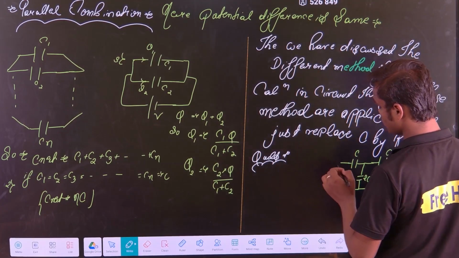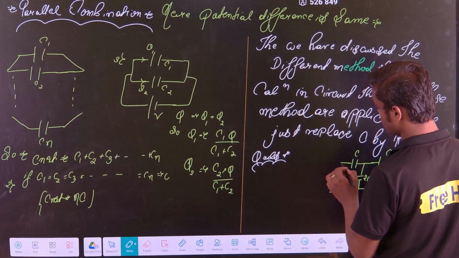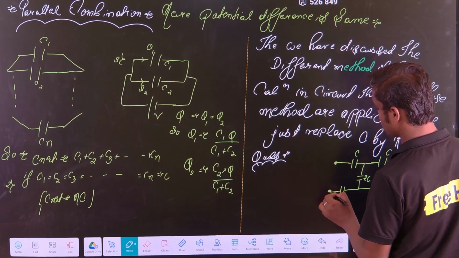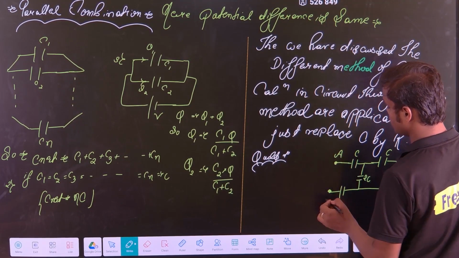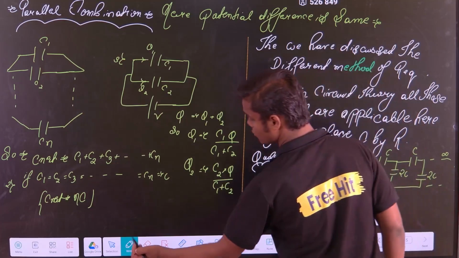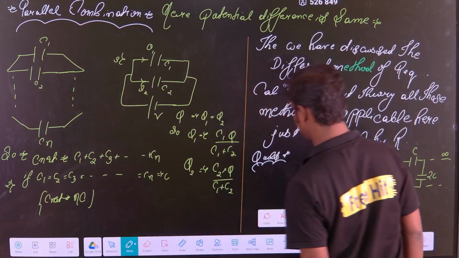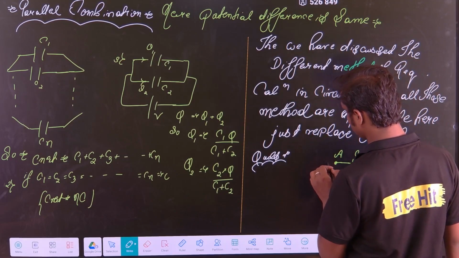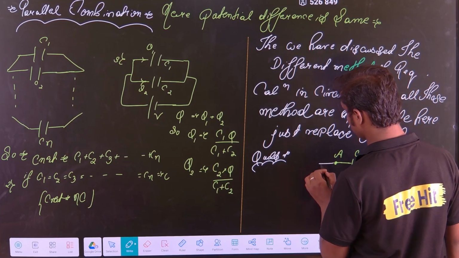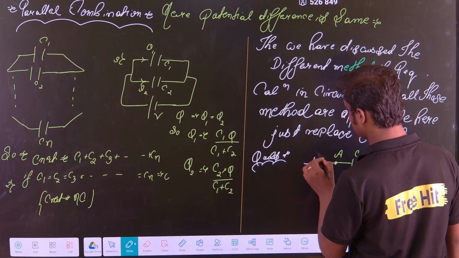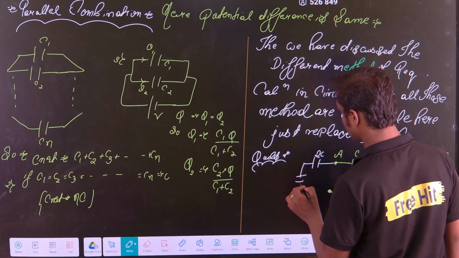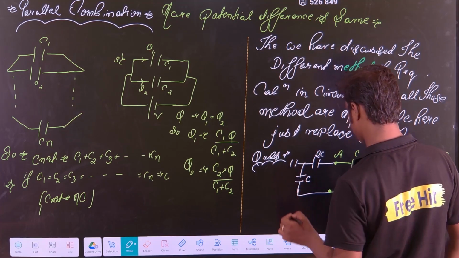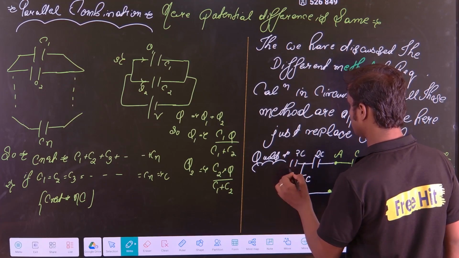This whole thing is connected to, suppose this point is point A, this point is point B, this point is A, this point is B. Now this structure is connected with this structure. This is 2C. This is C. This is 2C.